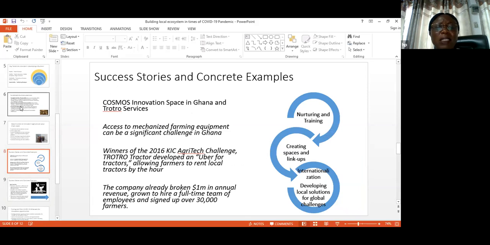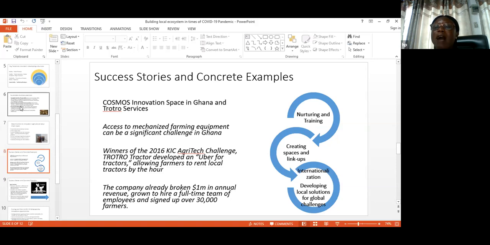So I would like us to look at some success stories. Here in Ghana, we have this Cosmos Innovation Space. And one of the success stories that have come up is Tractor Services. This Tractor Services is providing mechanized farming equipment to farmers at the farmers' door. So farmers do not have to stress to look out for tractor services. These services are packaged by Tractor Services, and then you just pick a call and you have your tractor services. And through this activity or innovation, we have over 30,000 farmers being reached, and a lot of money generated from this particular innovation activity.